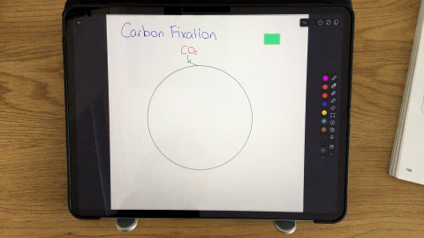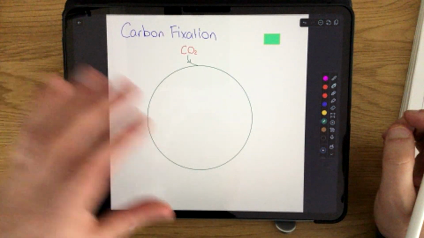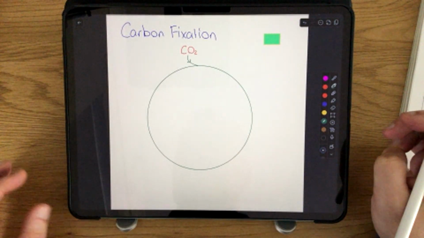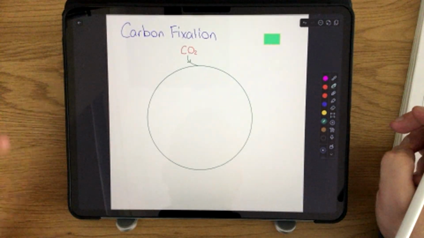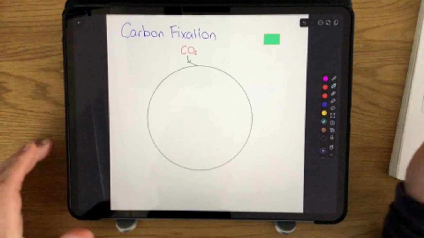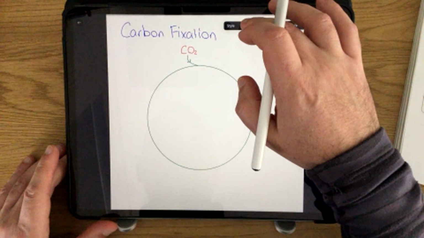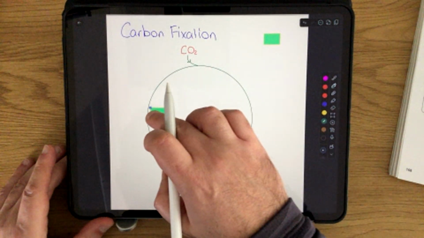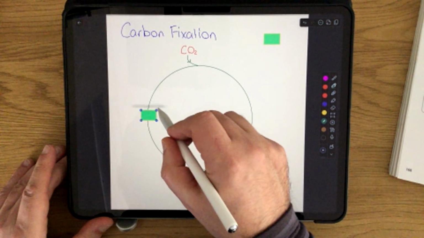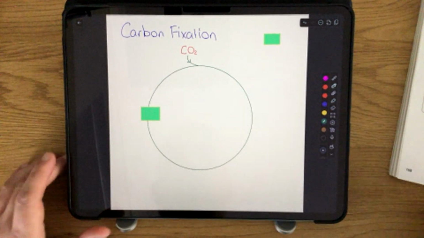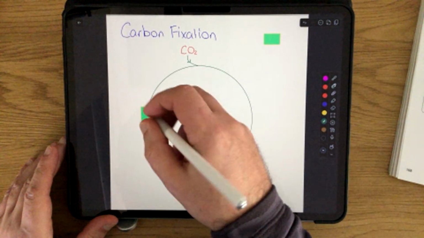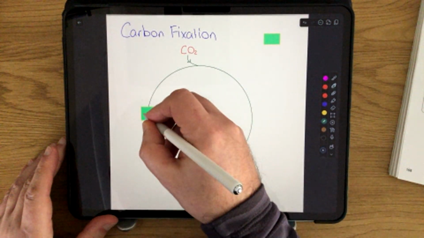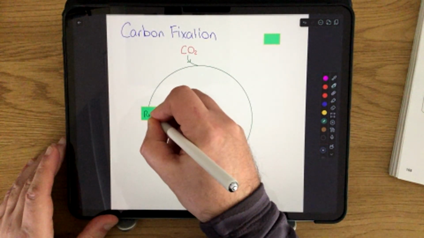So, carbon dioxide is going to join this cycle, but within the cycle, there's already something in there that the carbon dioxide needs to meet. So I'm going to duplicate this square and put this over here, make it a little bit bigger. And what you get is the substance RuBP.